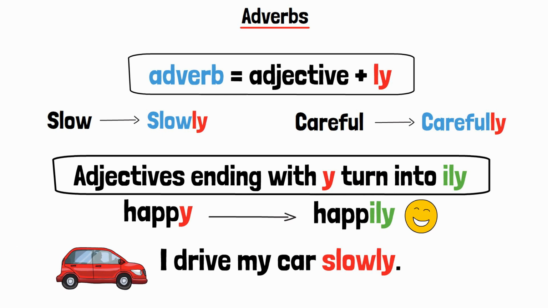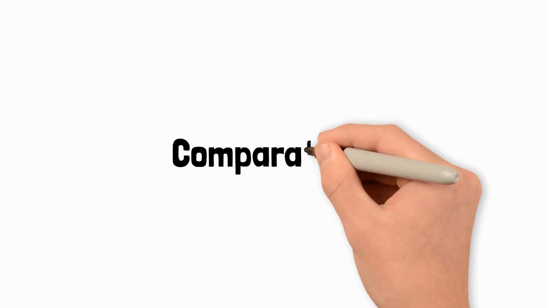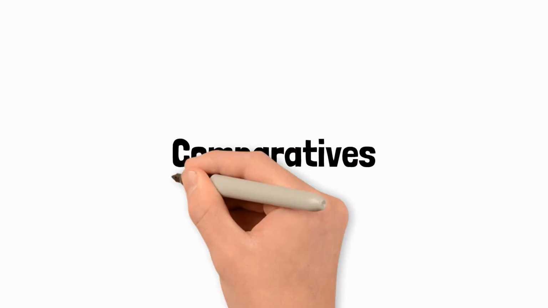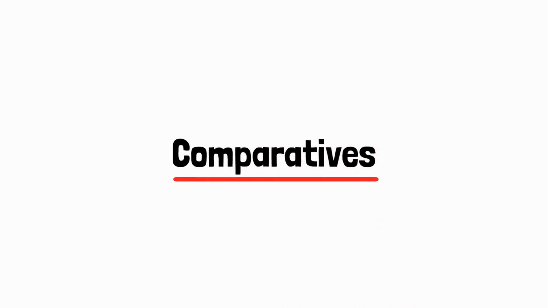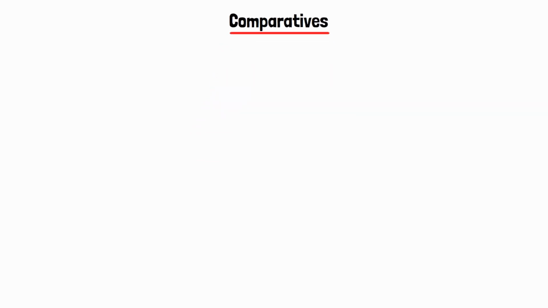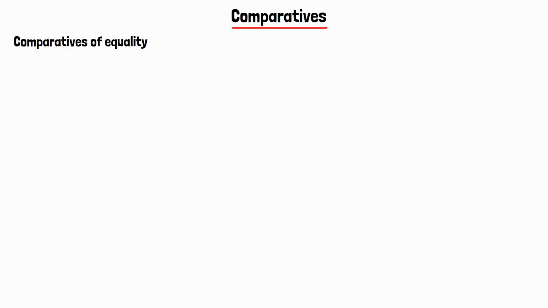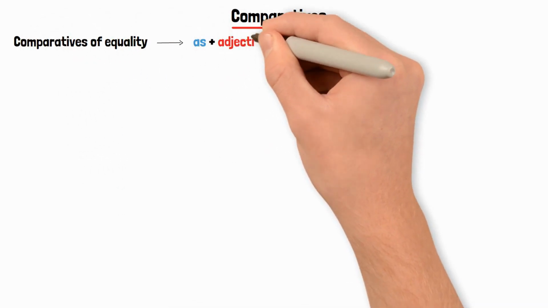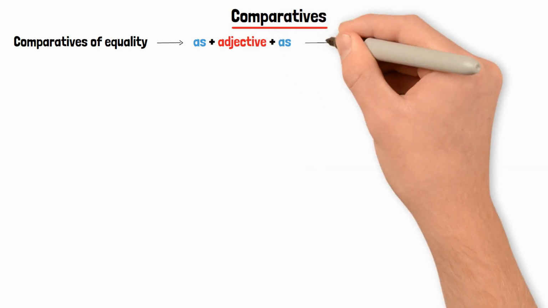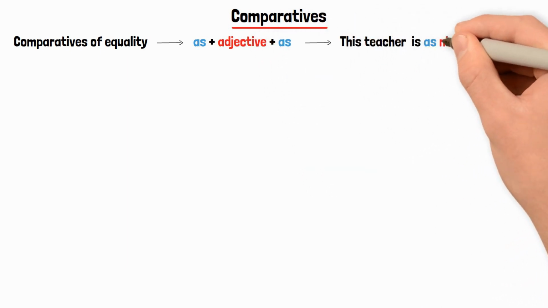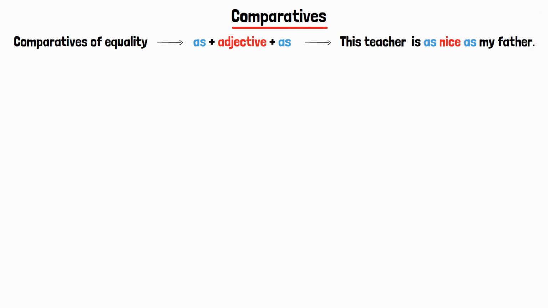Now let's jump to comparatives. We use them to compare an object to another, or a person to another. There are comparatives of equality. As plus adjective plus as. This teacher is as nice as my father.